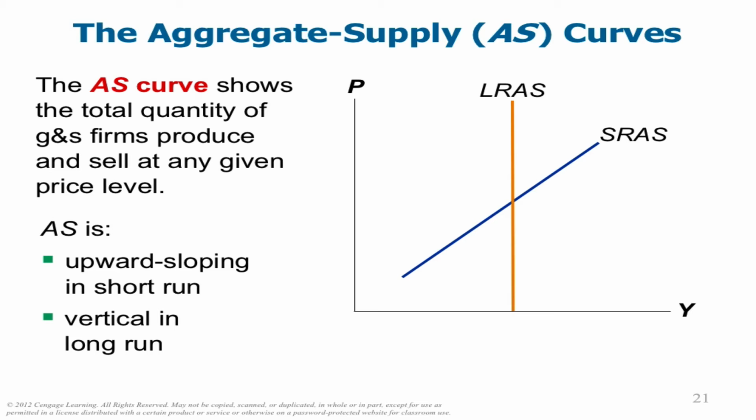Long run aggregate supply is vertical in the long run. Why would long run aggregate supply be inelastic?